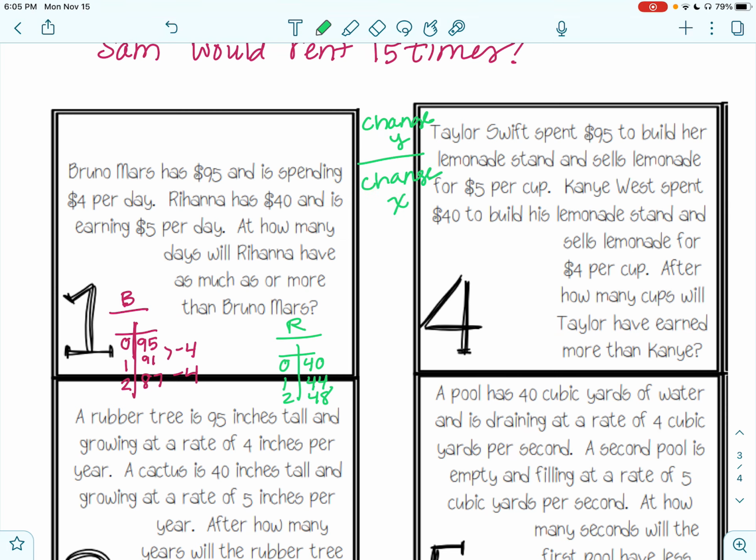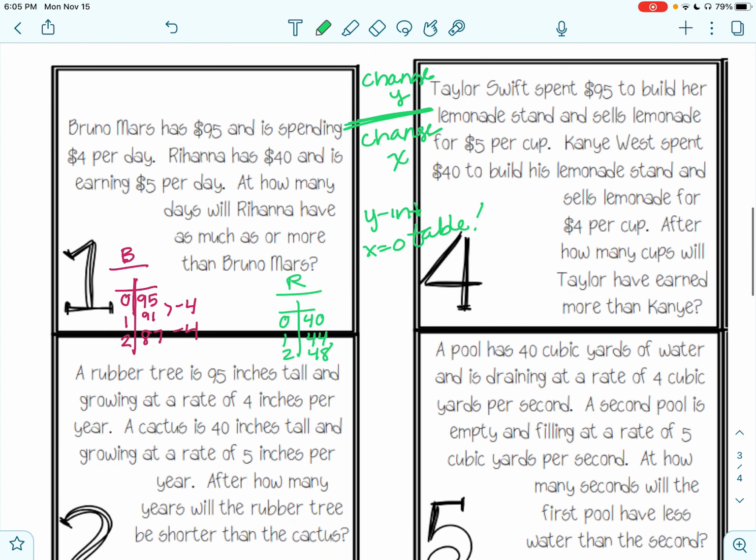We should be getting really good at this. This is like a fraction. And your y-intercept is where x equals 0 in the table. Okay, you guys got this? We've been practicing this. Go ahead and do those 12 problems on Schoology.